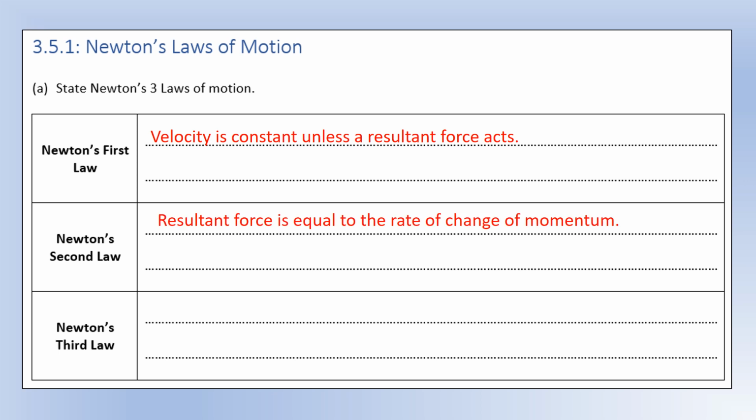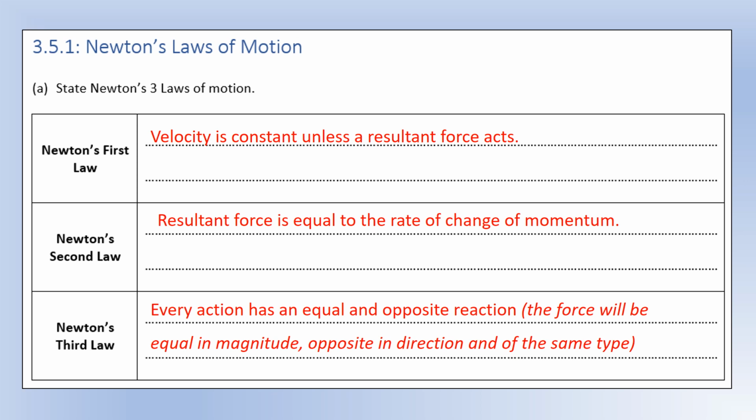Newton's second law states resultant force is equal to the rate of change of momentum of an object. And Newton's third law says every action has an equal and opposite reaction. What that means is when you apply a force to an object, the object will apply a force back, equal in magnitude in the opposite direction, but the force will be the same type. So they'll both be tension forces, or they'll both be normal contact forces, something like that.